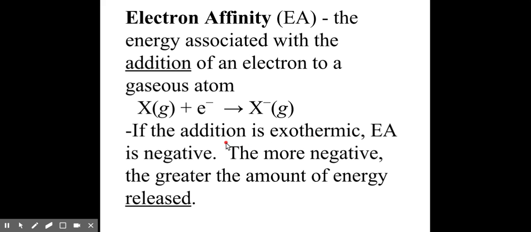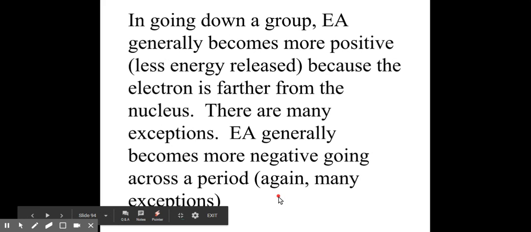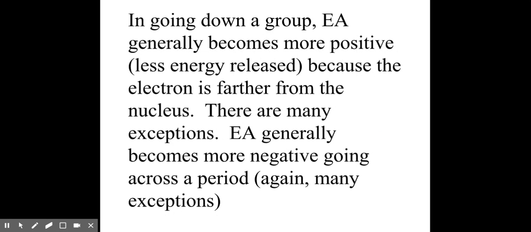The addition is exothermic. So if the addition is exothermic, electron affinity is negative. The more negative, the greater amount of energy is released, because remember, if it's negative, the energy is released. Going down a group, electron affinity generally becomes more positive because the electron is farther from the nucleus. There are many exceptions, in that electron affinity generally becomes more negative going across a period.